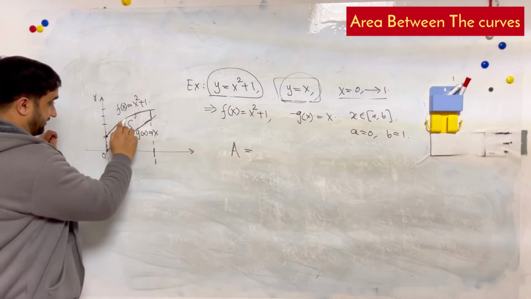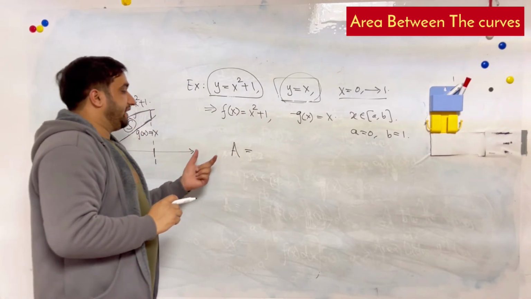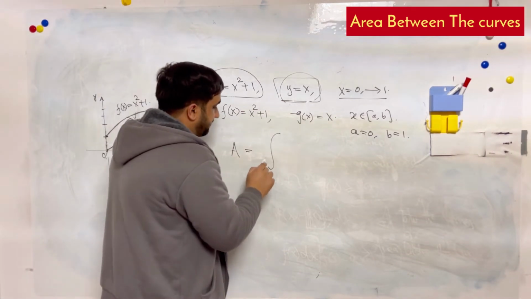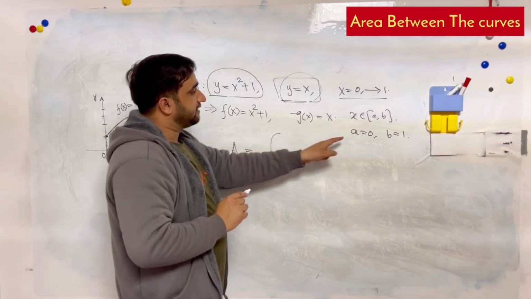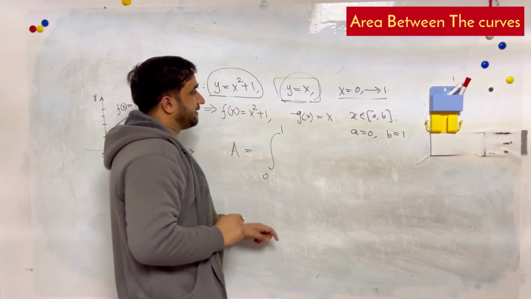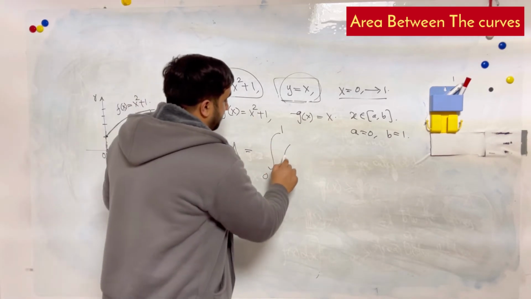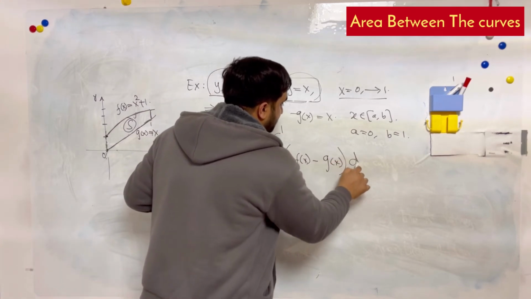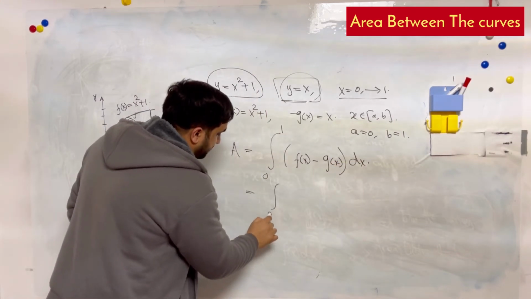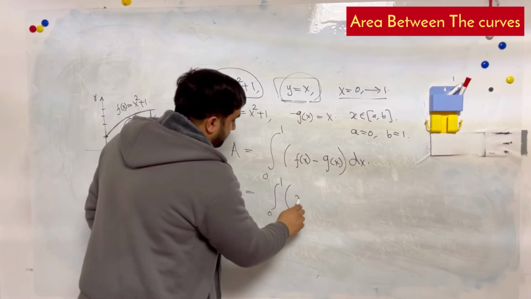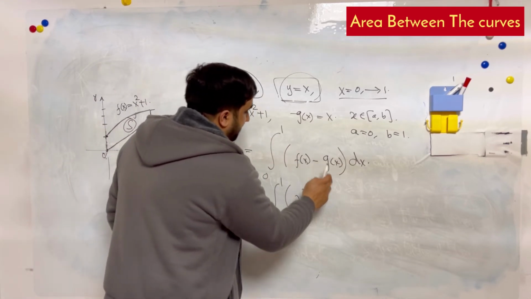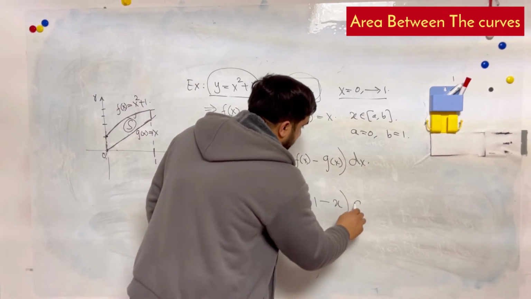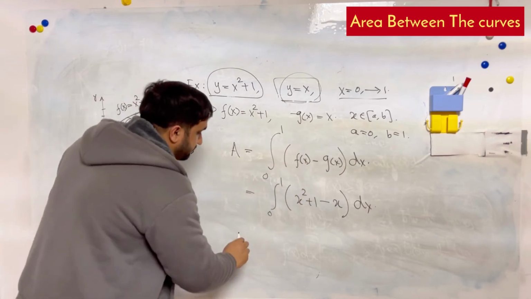I am interested to calculate the area of this region S, and we have developed a formula to find the area of this region S that is very simple. Integral from A to B, from 0 to 1, the function which is above, f of x, minus the function which is below, g of x, into dx. So I can simply replace them with the functions. f of x is x square plus 1 minus g of x, which is x, into dx, and you know how to solve this integral.